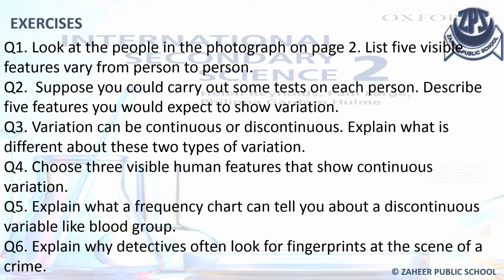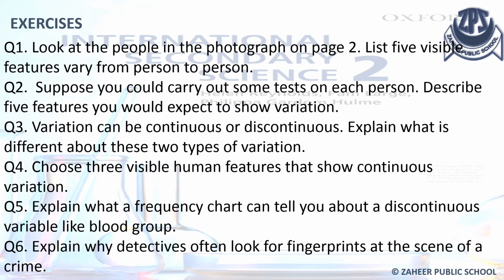Now let's move to the end-of-chapter questions, given on page number 3 of the textbook. In the first question, they're asking to write a list of the visible features which vary from person to person: skin color, hair color, height, body mass, eye color. These are the visible features.